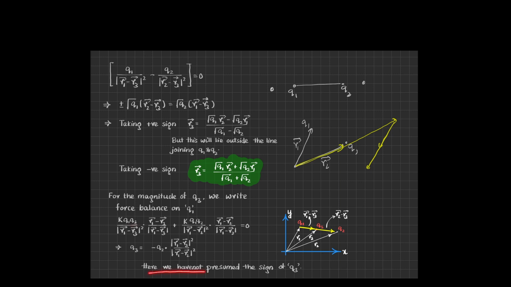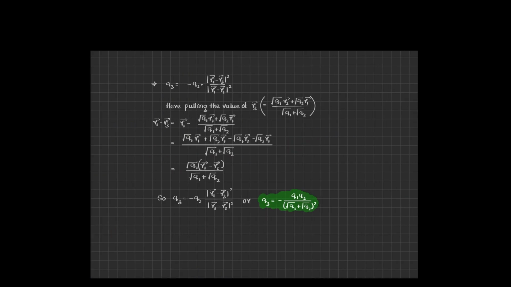That's what I have mentioned also. Here we have not presumed the sign of Q3 before. So from logic, we only got the magnitude of Q3 as this much by simplifying, and we put the minus sign with this Q3. After putting the minus sign, this gives us the entire expression, which is Q3 equals minus of Q1 Q2 by root Q1 plus root Q2 whole square.